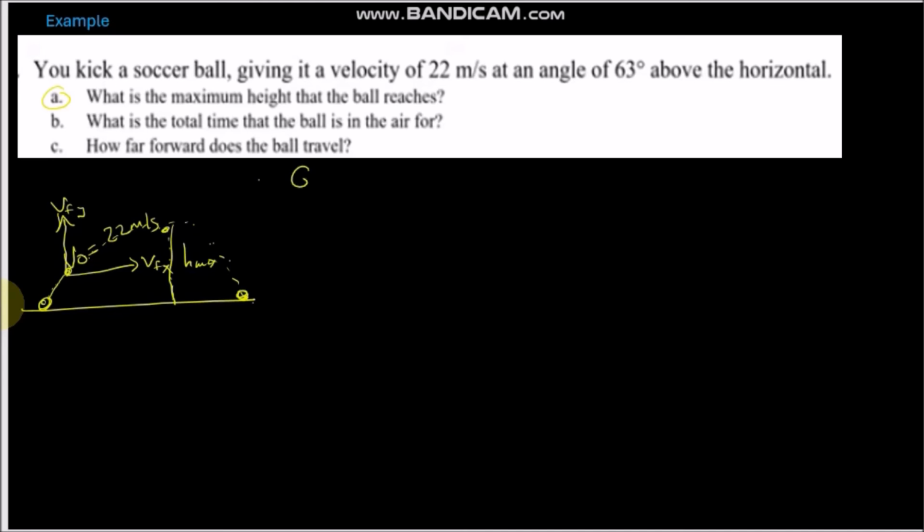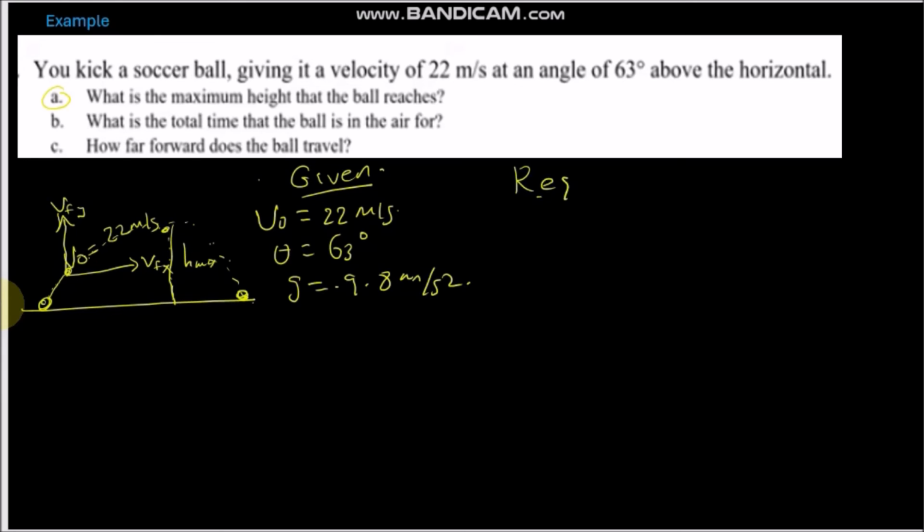So you are given an initial velocity v naught equal to 22 meters per second, theta equal to 63 degrees, and let's take g equal to 9.8 meters per second squared. You are required, A, what is the maximum height of the ball? H maximum is equal to how much?